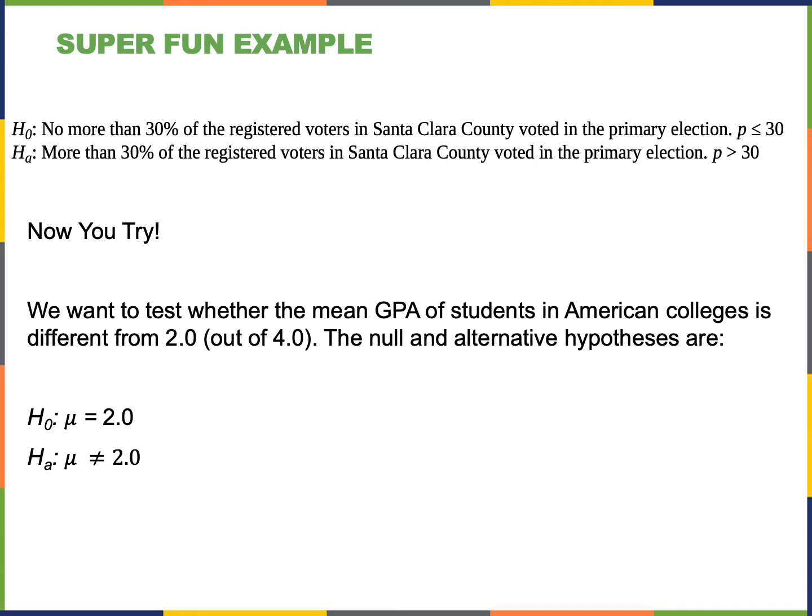But if we want to test whether the mean GPA of students in American colleges is different from 2.0 out of 4.0, then the null and the alternative hypothesis, so this is another keyword, different. Notice that it didn't say more than, greater than, less than, nothing. It just says different. When you see this word different, it really just means does not equal to, right? If you're different than something, you're not the same. Yeah, it's simple as that.